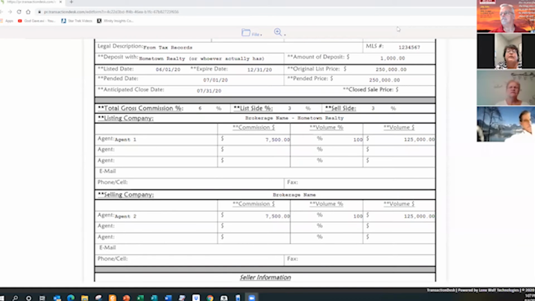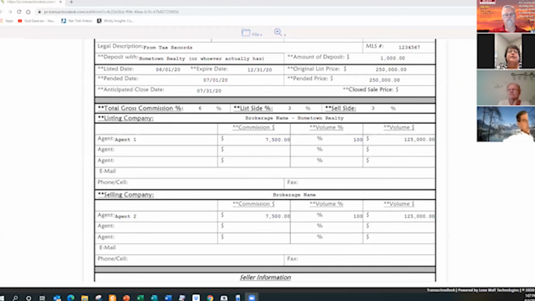Then go all the way to the far right where it shows volume dollars. A lot of people don't understand these last two columns. The volume on a sale is always split 50-50 between the list side and the sell side. So for this example, the pending price was $250,000, so the listing agent gets $125,000 in volume, and so does the selling agent.